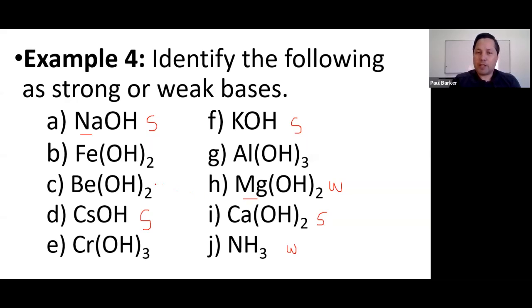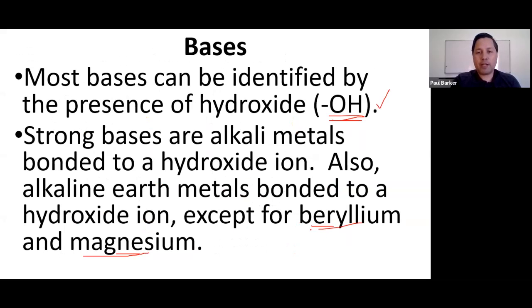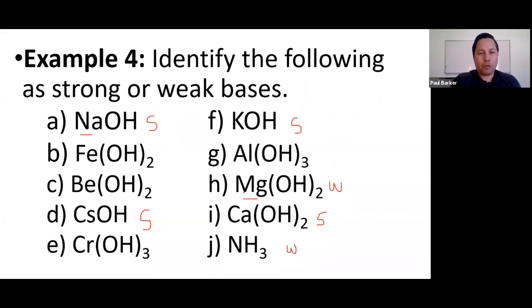Beryllium, that's an alkaline earth metal, right? So is it strong or weak? Again, let's go back and check it out. Beryllium right here. Sorry, although it's an alkaline earth metal, it's an exception. So for beryllium, we're going to say that is weak.